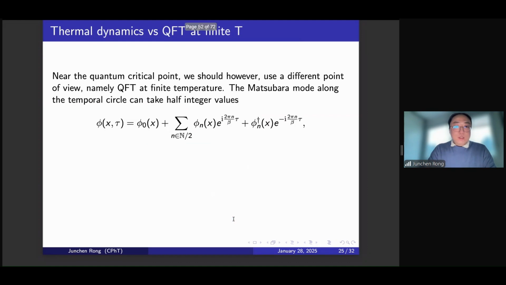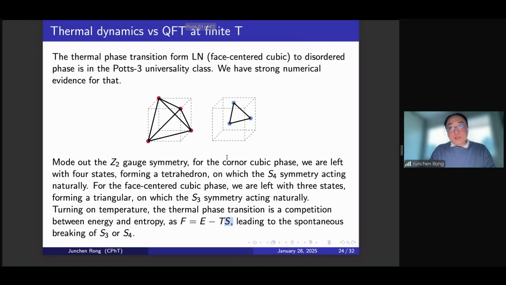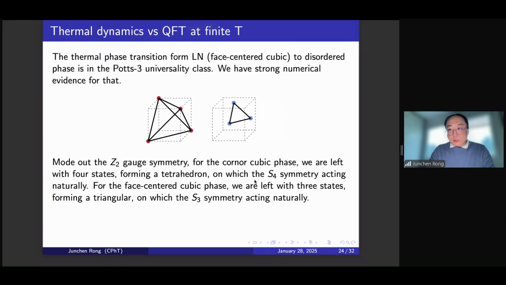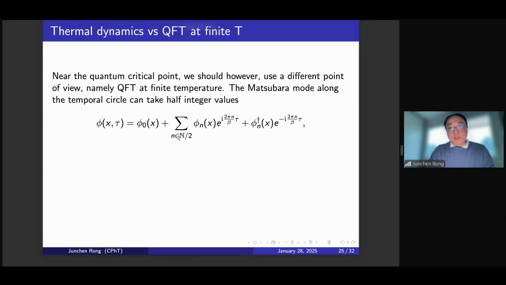Okay. But this is not really the whole story yet, because near the quantum critical point, you can try to understand using another language, which is what we introduced at the beginning of the talk, which is putting a CFT at finite temperature. So as I convinced you, we have a cubic CFT, and we could put it at finite temperature, and we should again expand it into Matsubara frequencies. But now this mode can take half integer values because we are Z2 gauged. So we are allowed to take a minus sign as you go around.